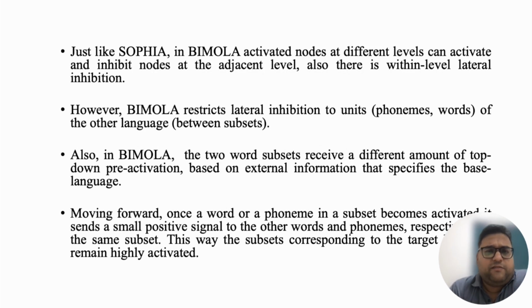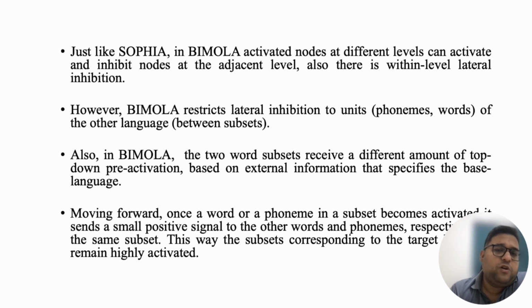Now, as I was saying, just like SOPHIA, in BIMOLA, the activated nodes at different levels can activate and inhibit nodes at the adjacent level. Also, there is within level lateral inhibition, as we have seen in the SOPHIA model. However, the BIMOLA model restricts lateral inhibition to units of the other language as well. So this is an interesting difference between the SOPHIA and the BIMOLA model.